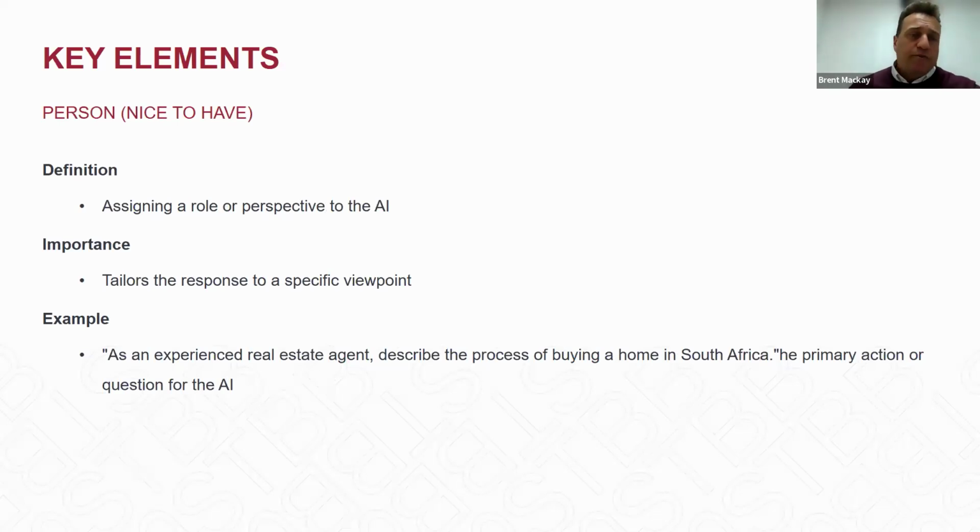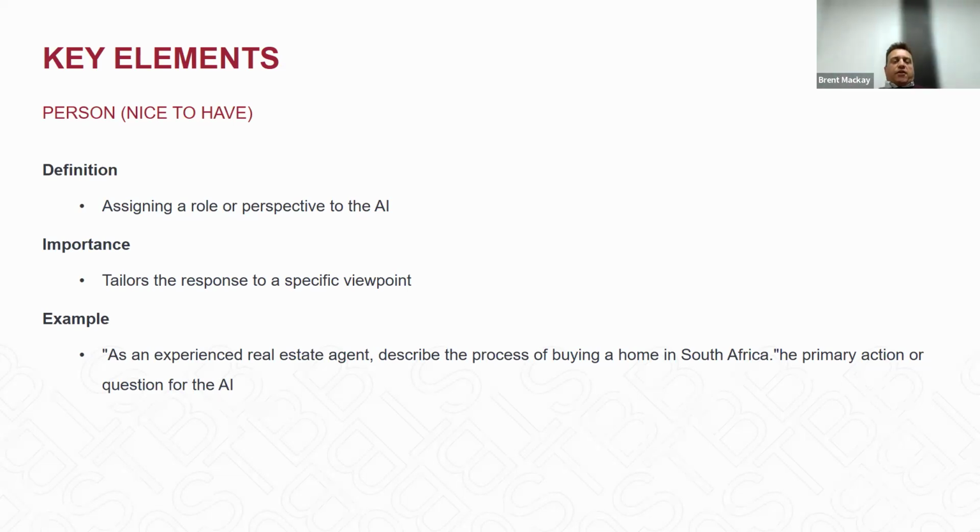You then move on to persona. So this is a nice to have, but I actually try and incorporate this in every single prompt that I use, because it makes a huge difference to the outcome. So you assign the AI an actual role, and then it tailors its response to that viewpoint. So an example here is, as an experienced real estate agent, describe the process of buying a home in South Africa. So obviously the primary action or question for the AI is then posed.